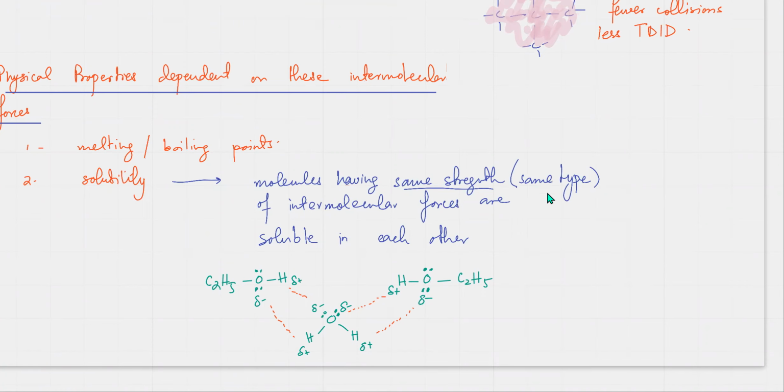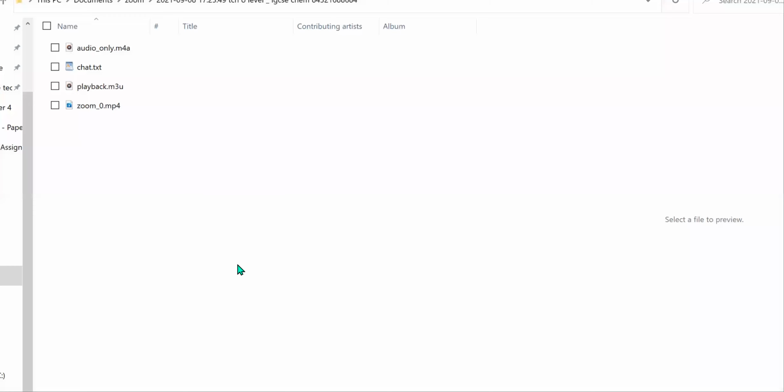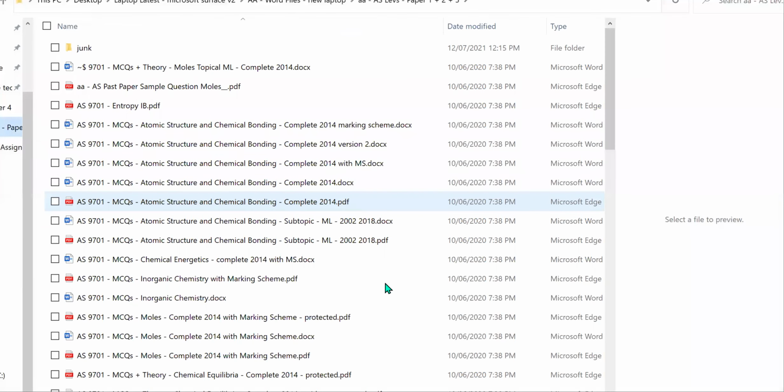So again, now what we're going to do is we're going to start with the past paper questions related to intermolecular forces. Just one second, let me open this. This is the same worksheet I sent earlier. The atomic structure and chemical bonding worksheet.